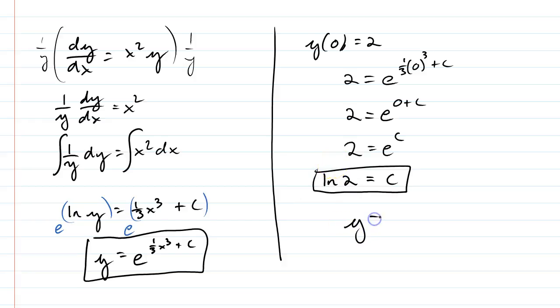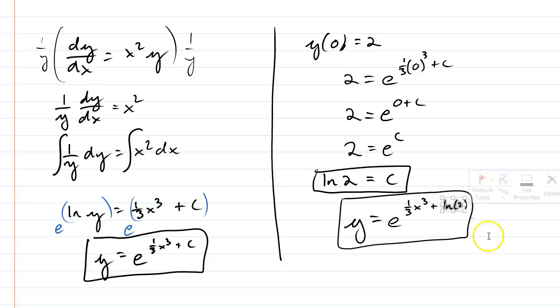Now that means in the particular case where we want this curve to go through (0, 2), we would write 1/3 x cubed plus the ln of 2. And remember, the ln of 2 is a number. Off the top of my head, I can't remember what it is, but I believe it's 0.7 or whatever. It's an actual number. So if you were to actually go to a calculator and figure that out, that's okay too.